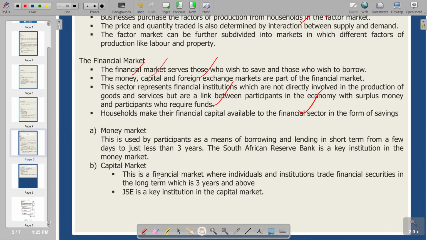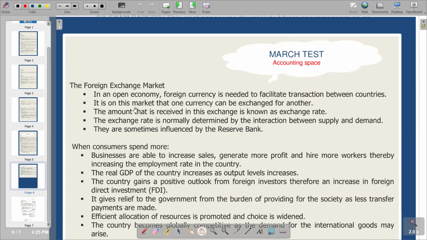Then we have the capital market. Of course, it involves the issuing of shares, which is under the Johannesburg Stock Exchange. So the Johannesburg Stock Exchange, the JSE, is a key institution in the capital market. So we move on to the foreign exchange market.